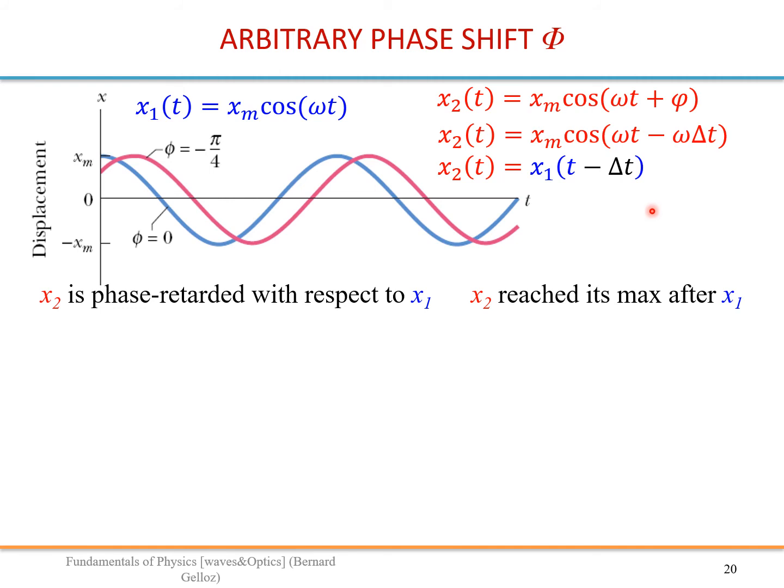All right, so here, for the vocabulary, we can say that x2 is phase retarded with respect to x1. So in this particular case, the phase is minus pi over 4. Or we can also say that x2 reached its maximum after x1. So that's why it is retarded. The maximum was reached after x1, so it is retarded.